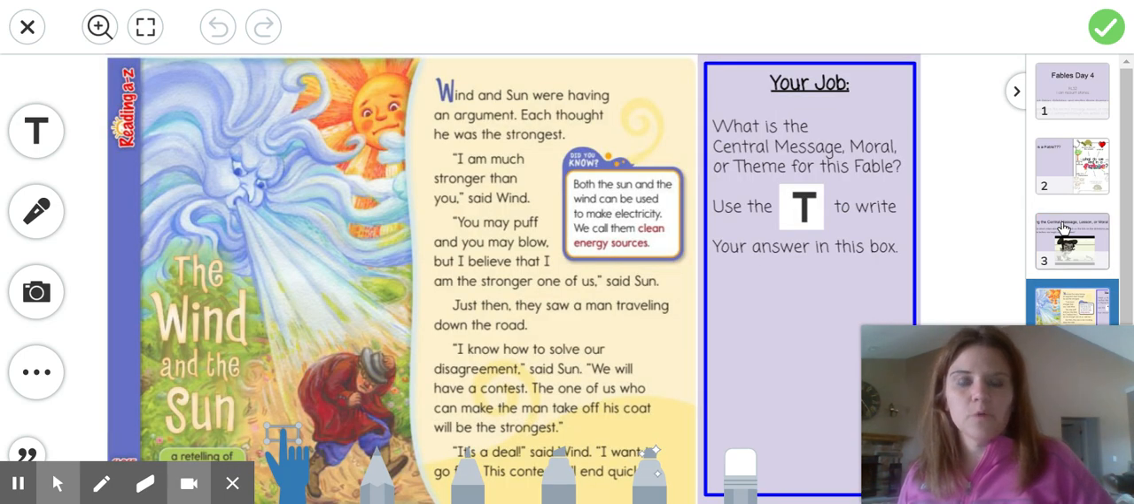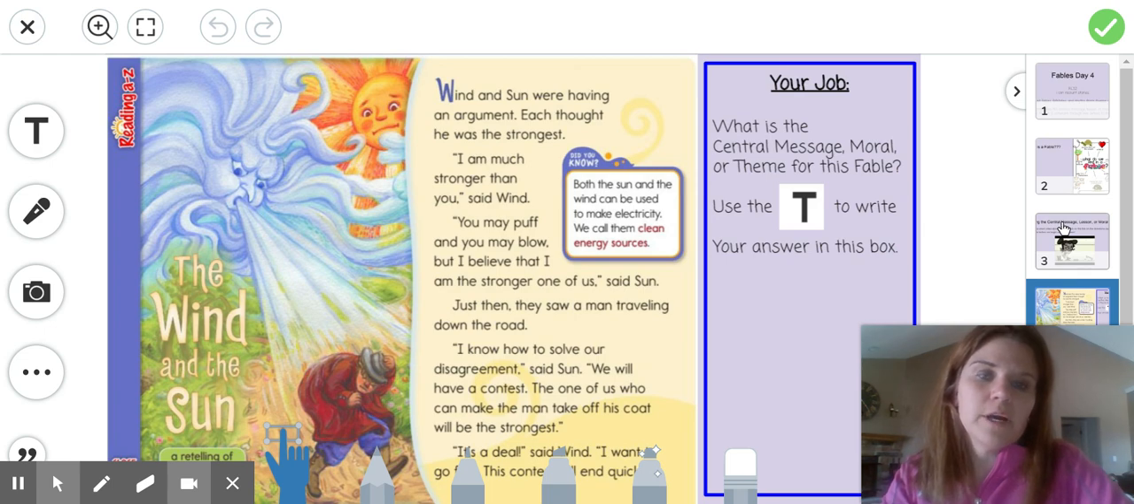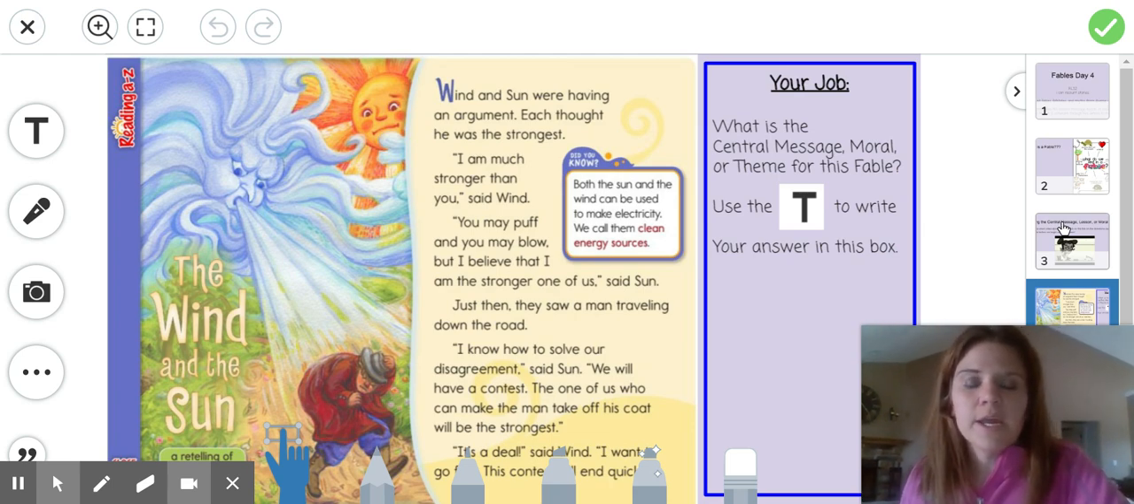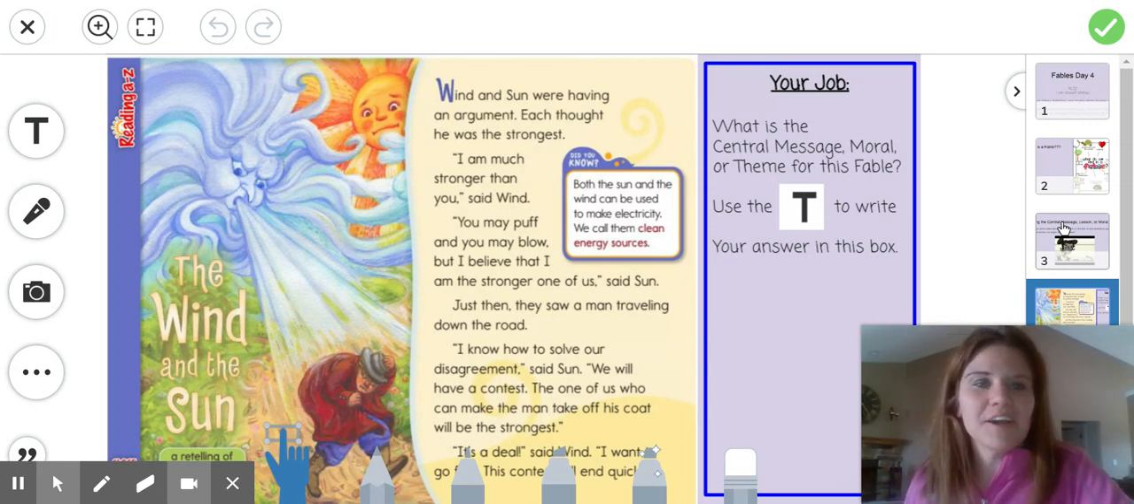All right, so today we are going to read a fable called The Wind and the Sun. And this one's a little bit different because instead of there being animals as characters, we are actually using things in nature as the characters. But they do talk and they act like people. So that's called personification, right? Which we learned about. And so we will see some personification and we are going to really think about the story that the wind and the sun are telling.